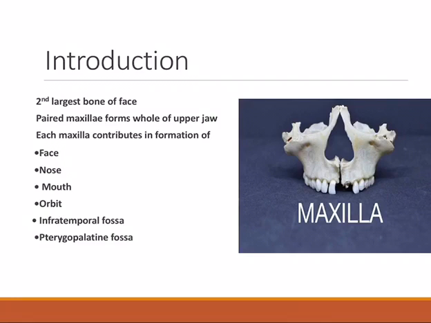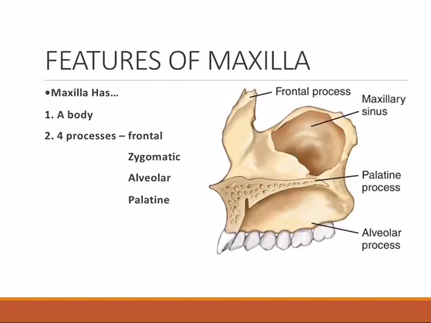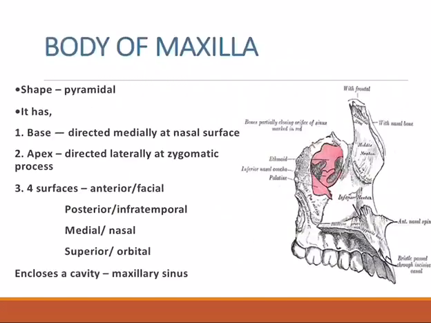The structure of the maxilla can be seen from the diagram. Features of maxilla: the maxilla has a body and four processes. These processes are named frontal, zygomatic, alveolar and palatine, and can be seen from the diagram.